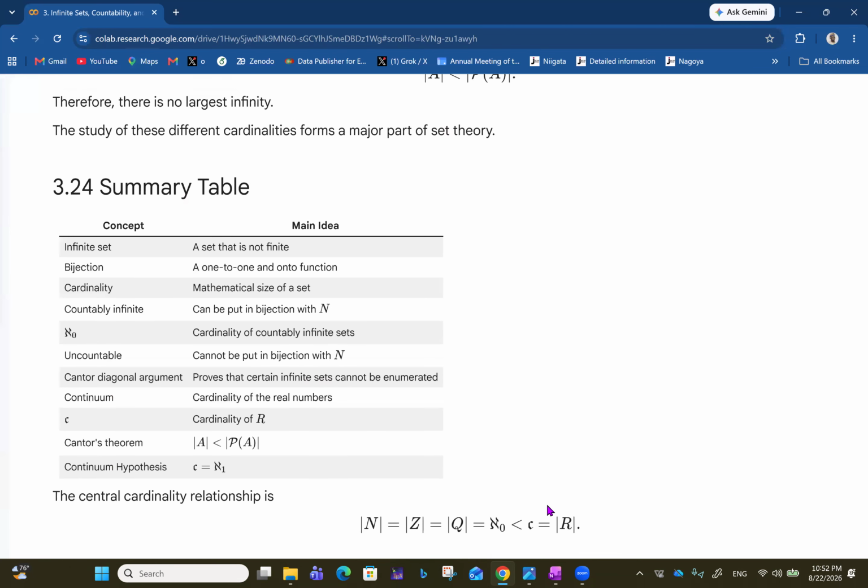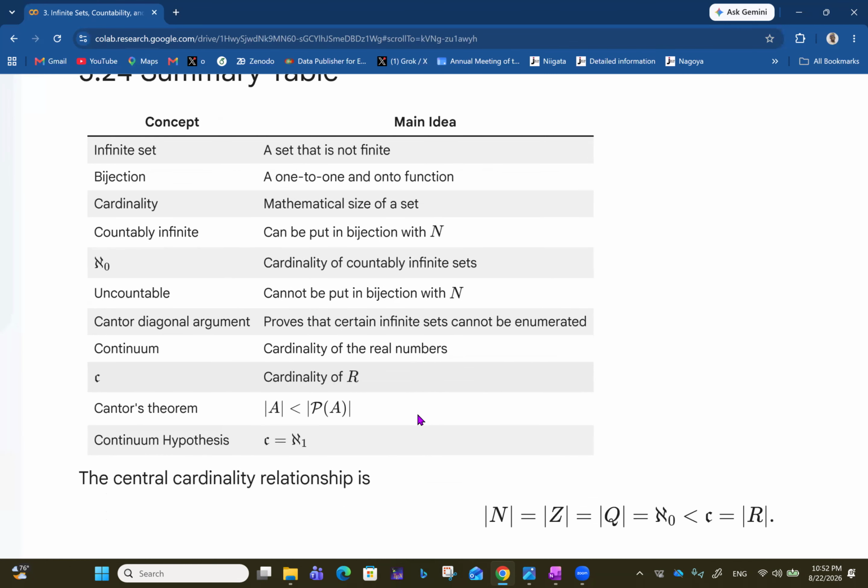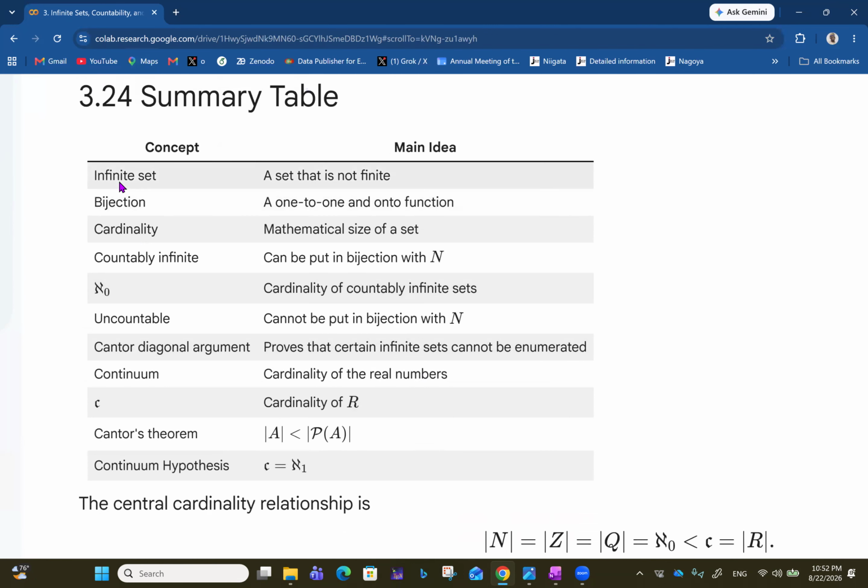So in summary, we have the following. An infinite set, a set that is not finite, has elements that cannot all be numbered. Then we have bijection, a one-to-one and onto function. Then we have cardinality, the mathematical size of a set. Countably infinite means it can be put in bijection with the natural numbers N, so you can list it in correspondence with the natural numbers. Then aleph zero is the cardinality of countably infinite sets.